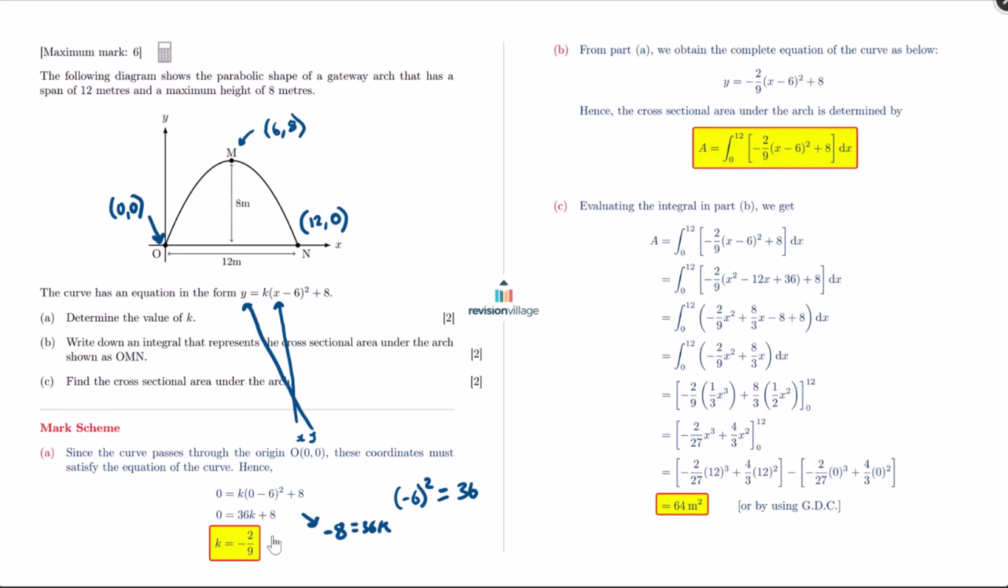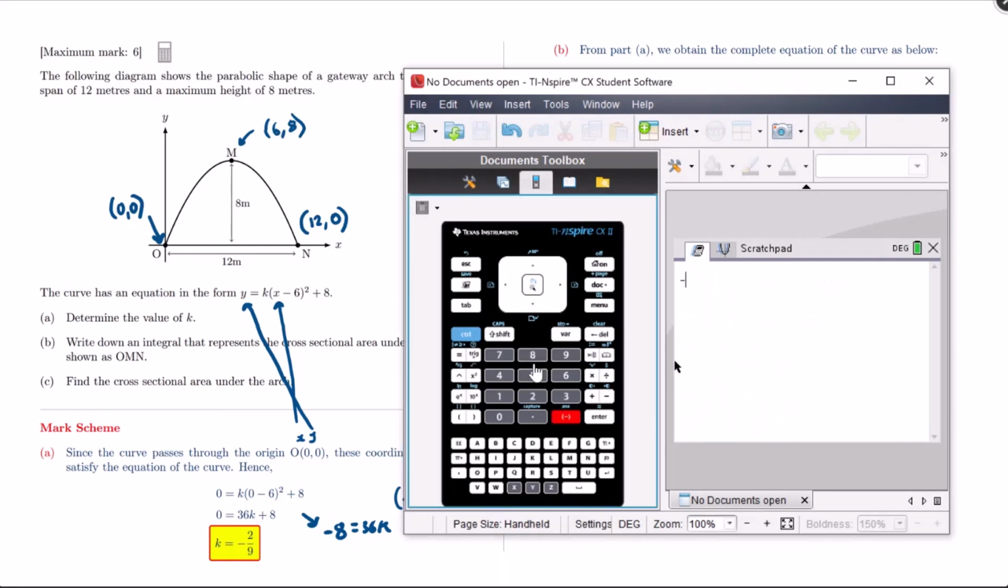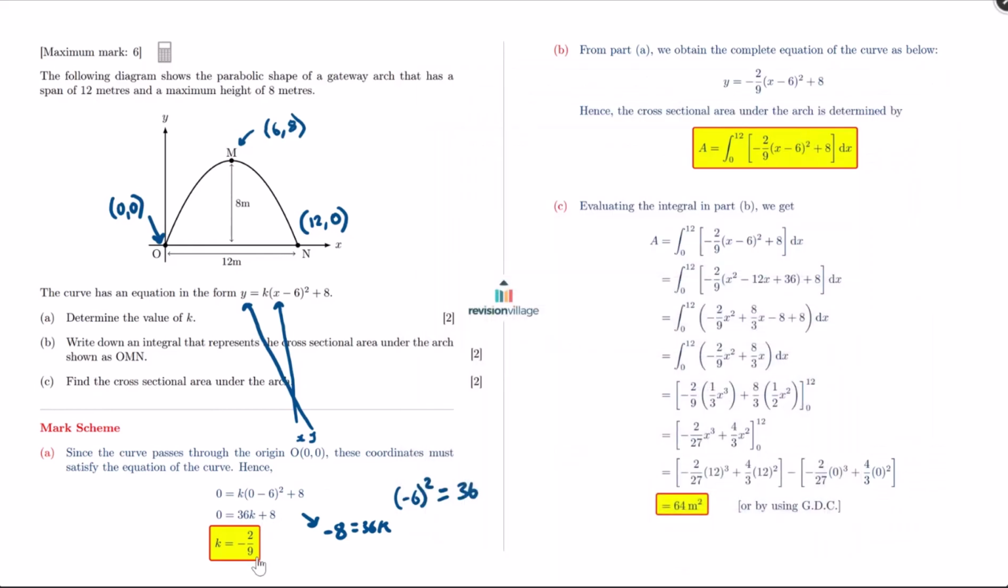Then I can just divide both sides by 36. Let's check that on the calculator. Negative 8 divided by 36 is negative 2/9. So that is the value of k, which means I could rewrite this equation as y is equal to negative 2/9 times (x subtract 6) all squared, plus 8. Okay, that is part A.